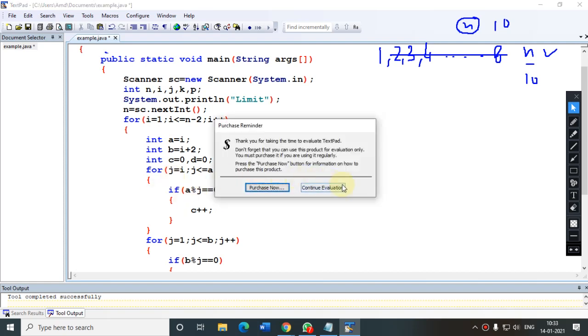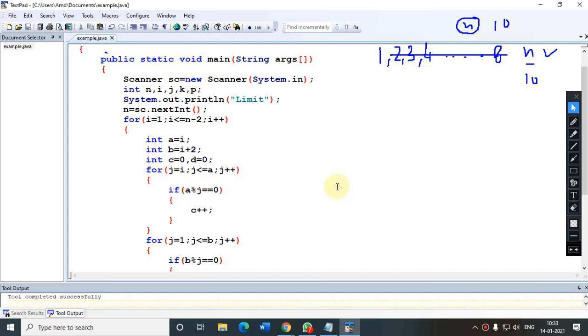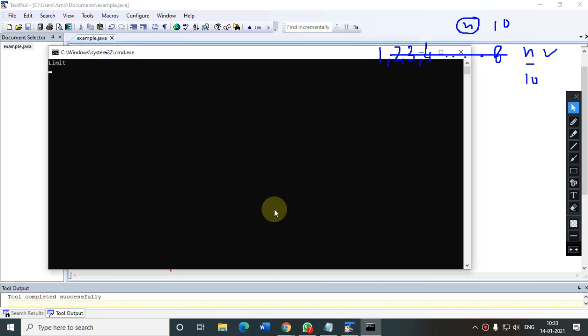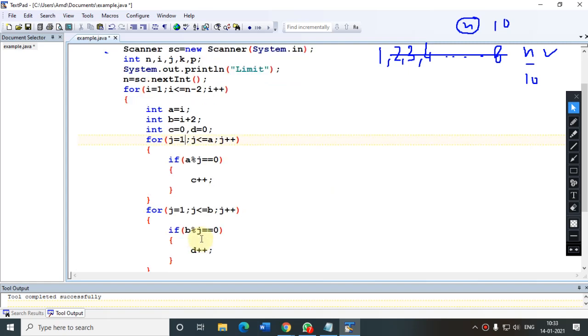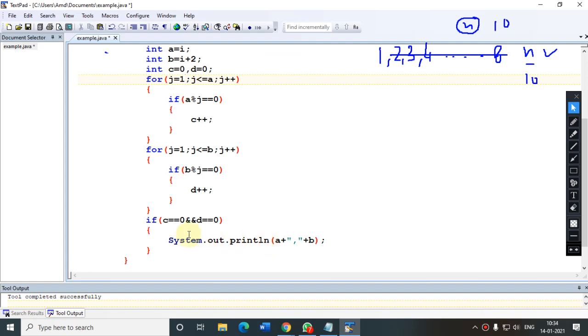Now let me show you the output. There is no error. Now see, nothing is coming. Why? Let me see. Sir, in the third change it was i. Yes, beta, it has to be 1, right? j plus plus. And sir, the condition also should be true.